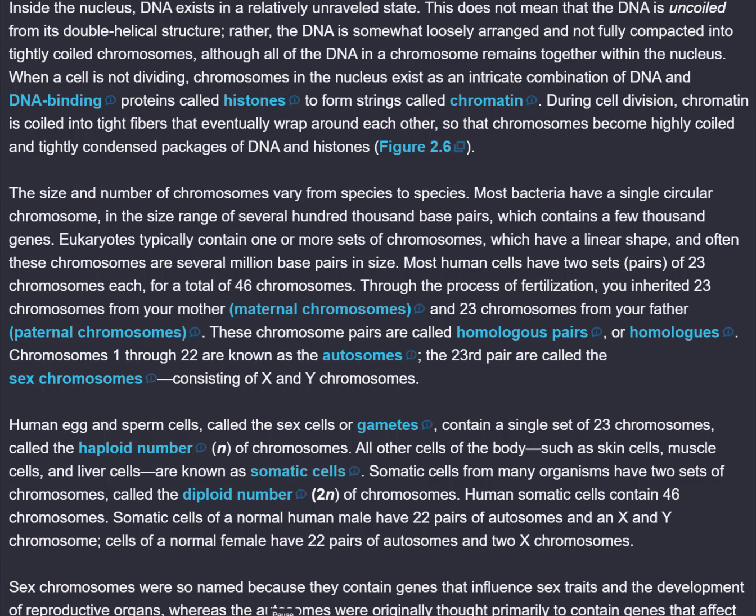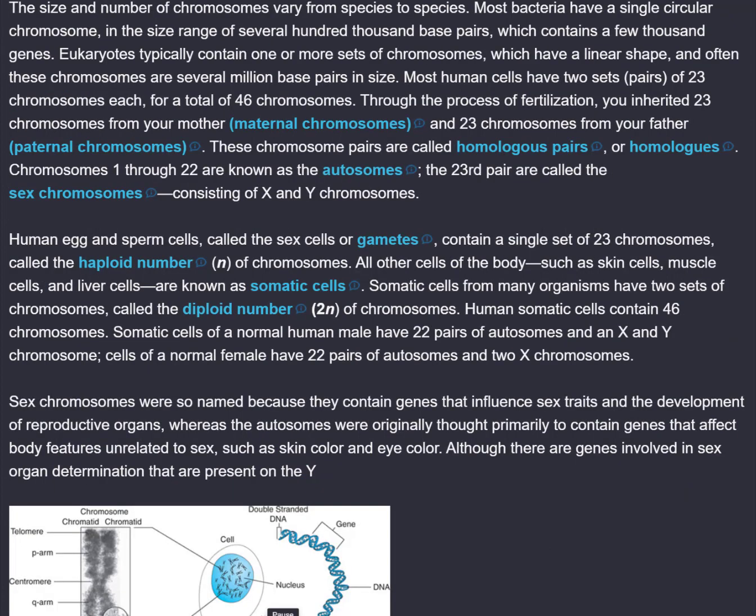During cell division, chromatin is coiled into tight fibers that eventually wrap around each other, so that chromosomes become highly coiled and tightly condensed packages of DNA and histones. Figure 2.6. The size and number of chromosomes vary from species to species.